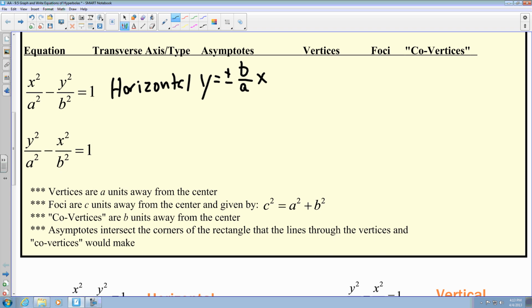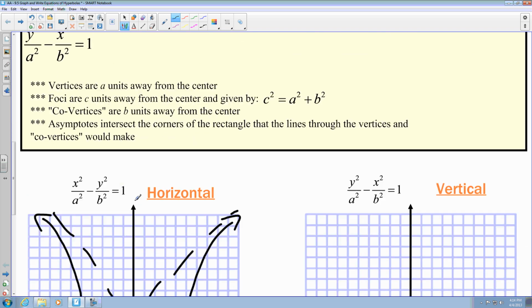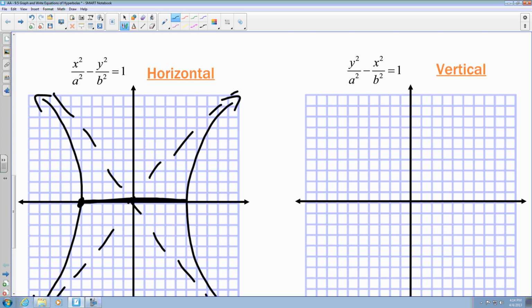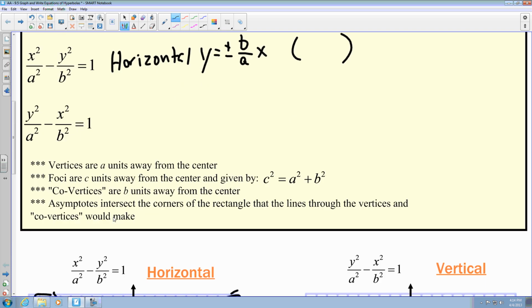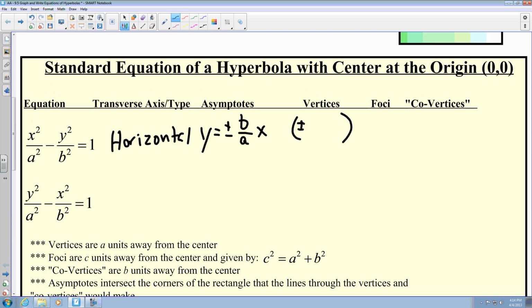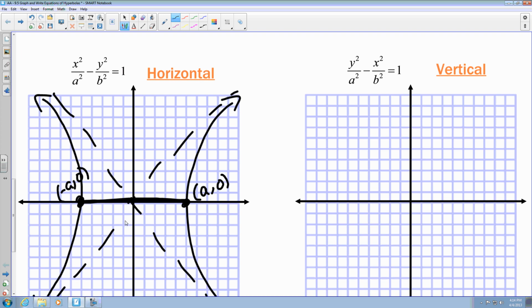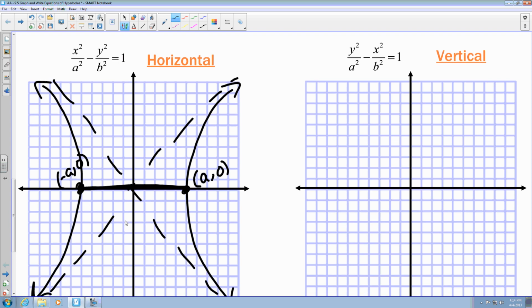If we're dealing with the vertices, they're coordinates located here and here. This one is denoted at the coordinate a comma 0, and this one's at negative a comma 0. So when I go up to here, it's plus or minus a comma 0. The foci are denoted by c, and these are on the outside of our hyperbola, located here and here, and the coordinates are c comma 0 and negative c comma 0.